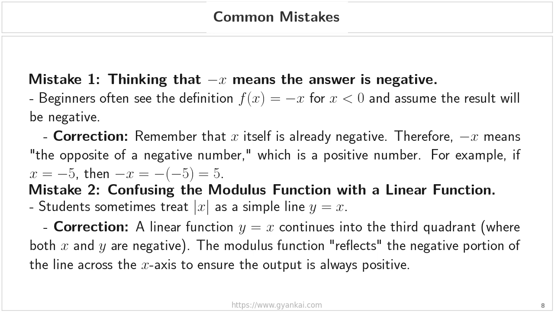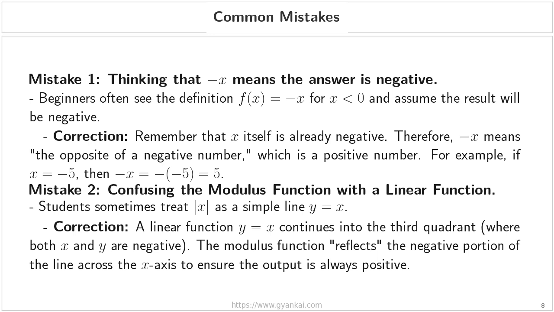Moving on to mistake number 2, confusing the modulus function with a standard linear function. It is quite common to see students treat the absolute value of x as if it were simply the straight line, y equals x. While the right side of our V-shaped graph does indeed follow the line y equals x, a standard linear function would continue straight down into the third quadrant, where both x and y are negative.